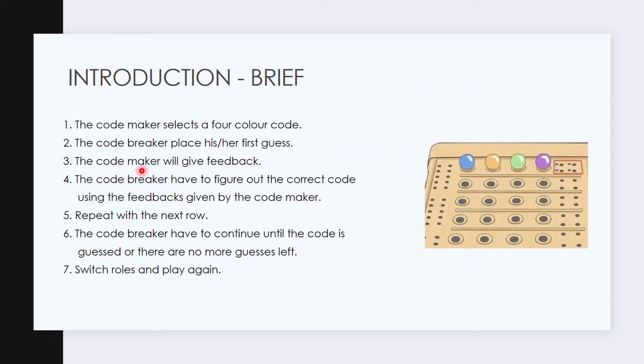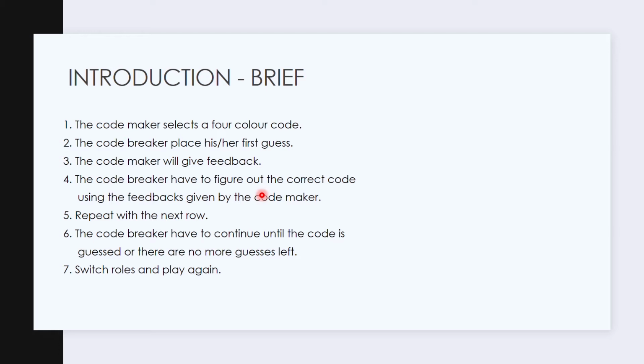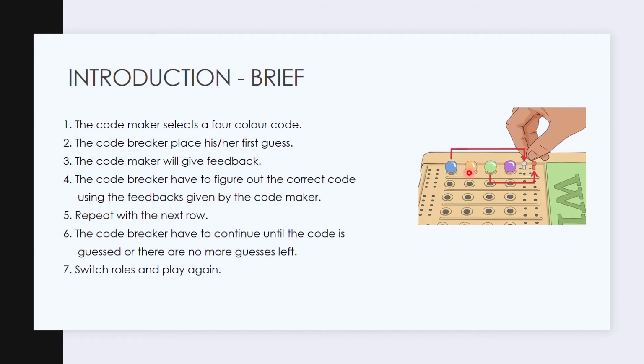The third step is, the code maker will give feedback. Next to each guess row is a small square with 4 tiny packs. The code maker uses the packs to give clues about how good the guess was. The code maker must be honest. Each white pack means that one of the guess packs is the correct color but in the wrong position. Each red pack means that one of the guess packs is the correct color and in the correct position. The fourth step is, the code breaker has to figure out the correct code using the feedback given by the code maker, and the code breaker should learn through the examples.